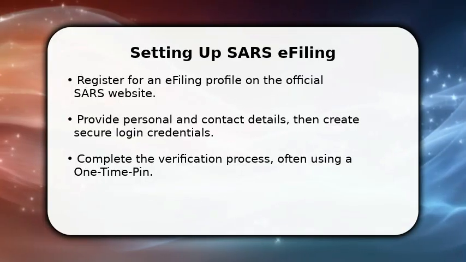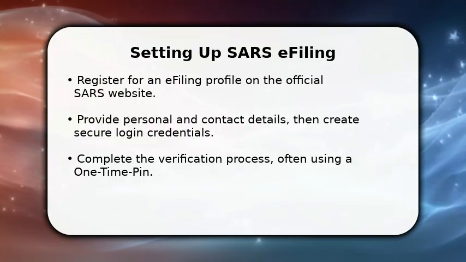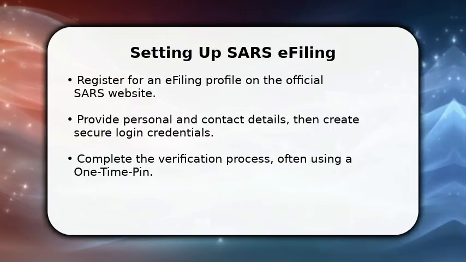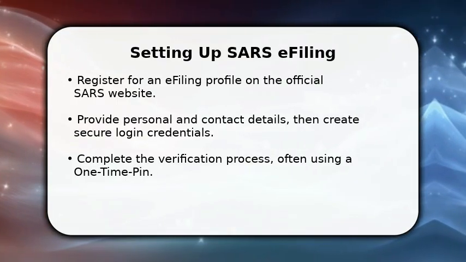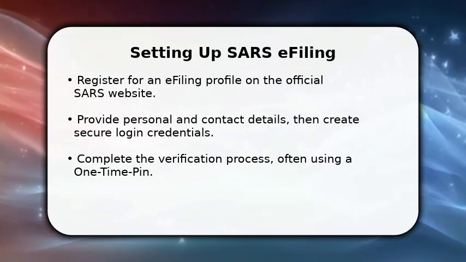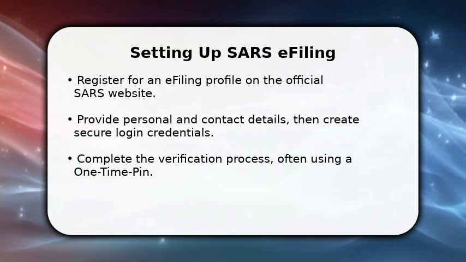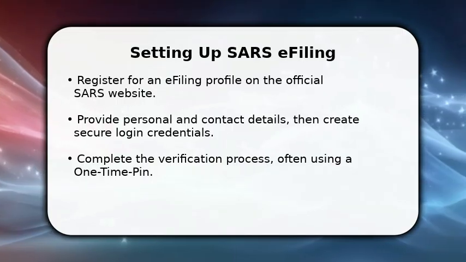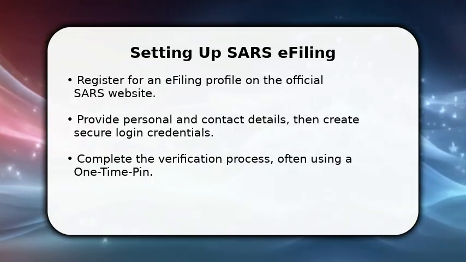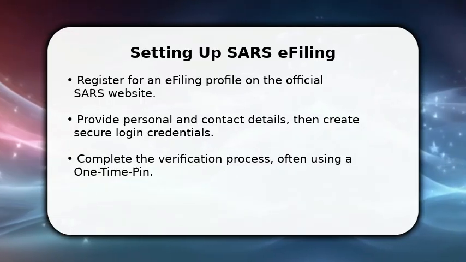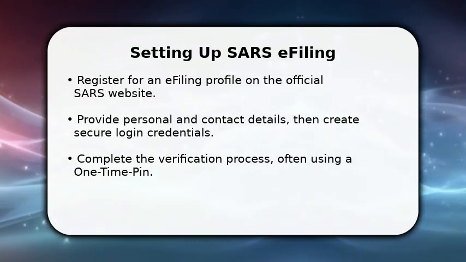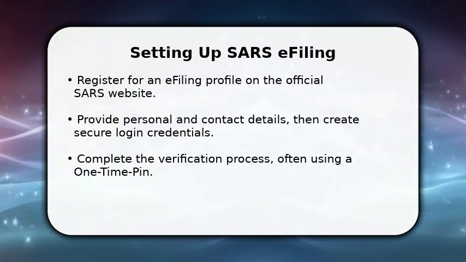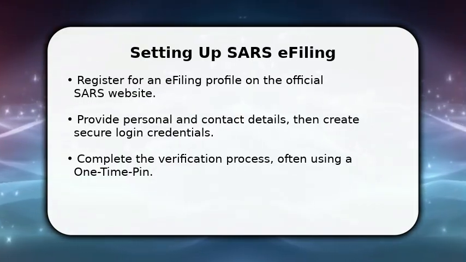In this video, I will explain how to set up SARS e-filing. First, navigate to the official SARS website and locate the e-filing registration link. You will need to provide your South African identification number, contact details, and create a unique username and a strong password. After submitting these details, a verification process will follow, often involving an email or SMS confirmation with a one-time PIN to ensure your account security. This initial step is crucial for accessing all e-filing services.